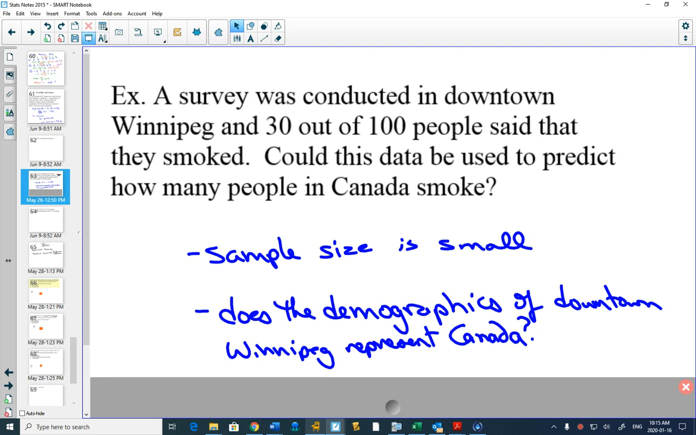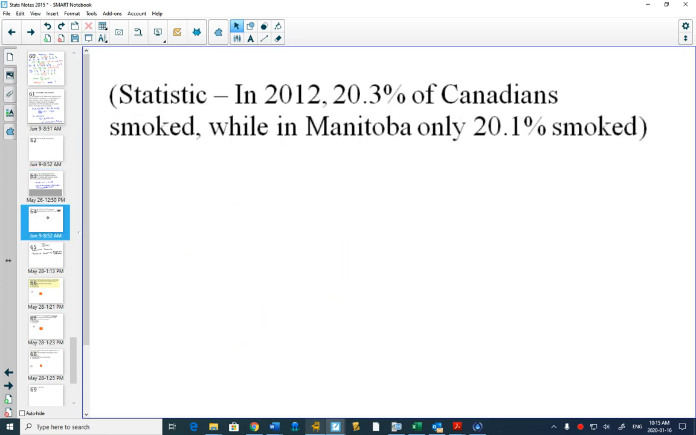Right? We have ideas that populations are different. Do you think you would find more people smoking in downtown Winnipeg or in downtown Steinbach? Downtown Winnipeg. So you have assumptions about the population. We're not sure if they're right or not, but we have to realize that when we do have assumptions, those do bias us.